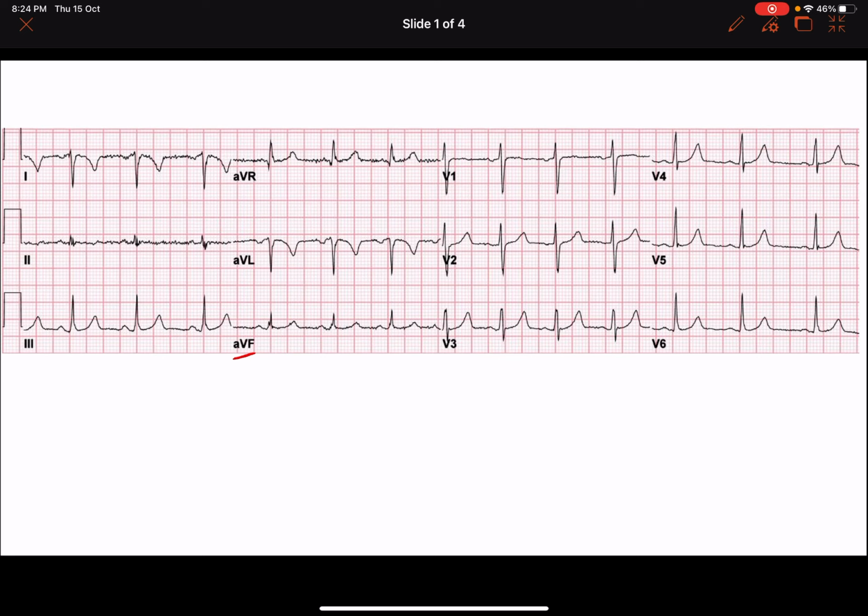So actually what we are seeing as AVL is AVR, and what we are seeing as AVR is actually AVL. In the same way, what you are seeing here as lead 3 is actually lead 2, and what you are seeing as lead 2 is actually lead 3. So this you should remember. This is a limb lead reversal. If you don't place the right arm and left arm electrodes properly, this type of ECG you can see.